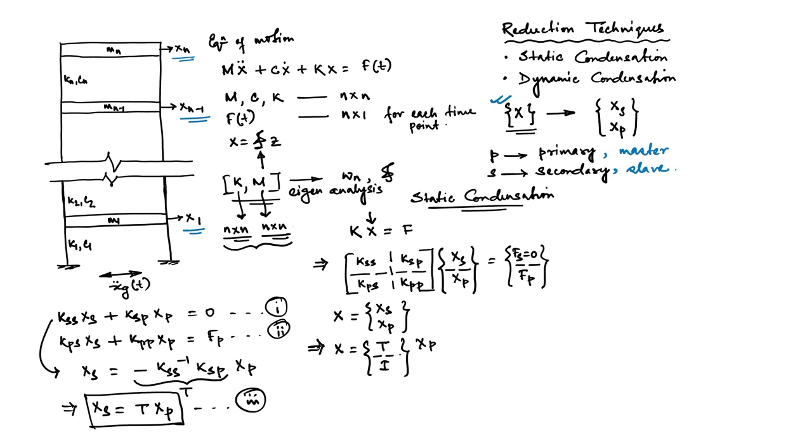So, we already know capital T, the transformation, that is KSS inverse times KSP with a negative sign at the beginning. Now, let me just modify this expression. So, what we have is X is equal to, we call it T bar times XP. So, this is my fourth equation. See the interesting model, we identify these primary degrees of freedom and then we can express the complete set of generalized coordinates X in terms of XP through this T bar transformation.